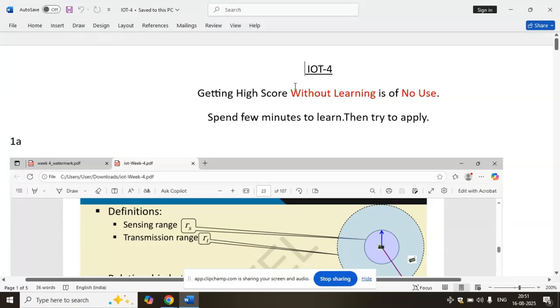So before we answer, I have some suggestion. Getting high score without learning is of no use. Spend few minutes to learn, then try to apply. So we'll now answer the first question.